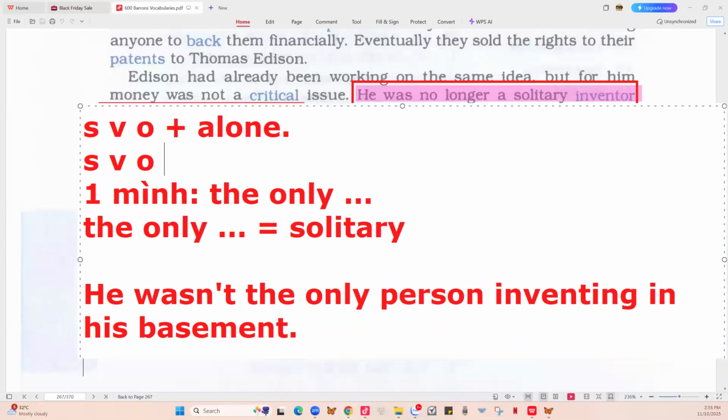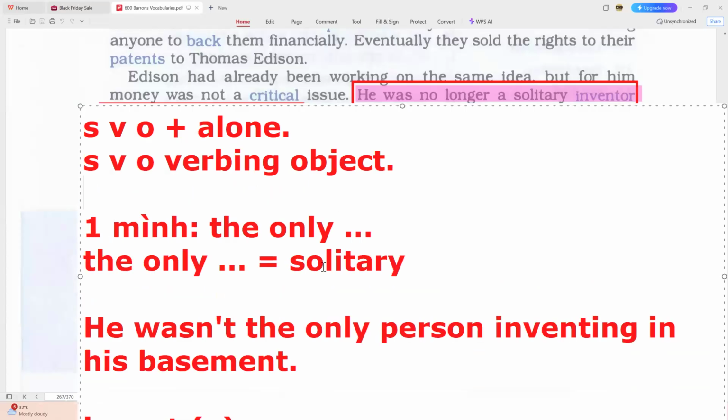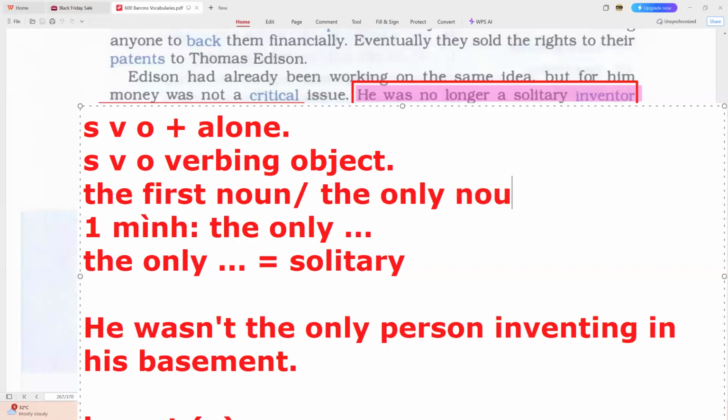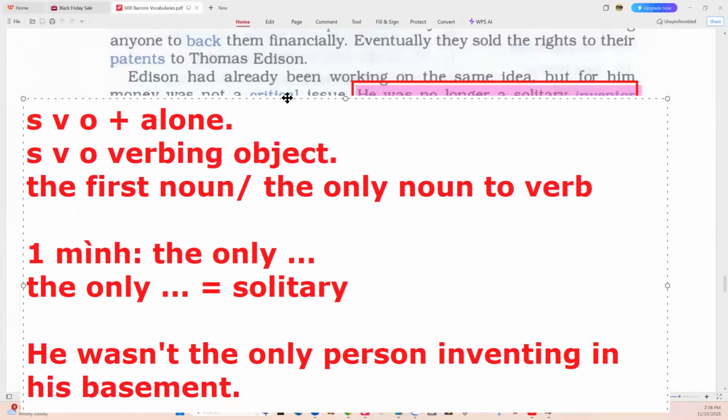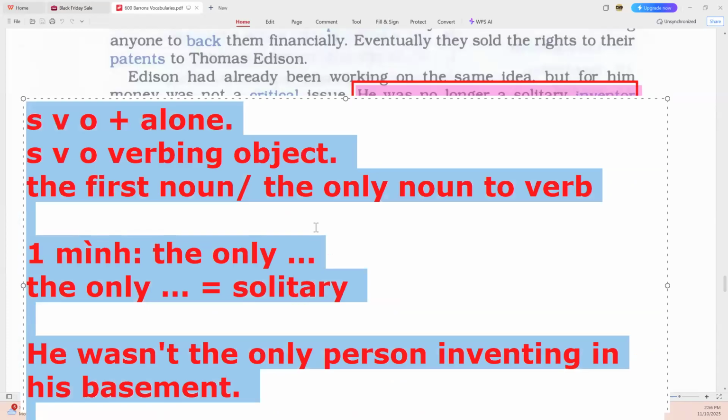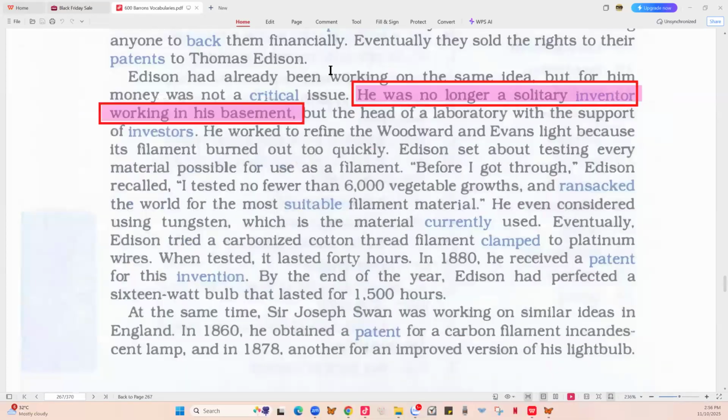Khi dùng so verb up đứng ở cuối câu có quyền được dùng verb in để nói tắt. Nhưng đối với những cái từ mà the first cộng với danh từ, the second cộng với danh từ, hoặc là the only sau đó là danh từ, thì phía sau không dùng verb in mà dùng to verb trong tiếng Anh. Đó là quy tắc. So fix the sentence, please. He wasn't the only person to invent in his basement. He was the only person to invent in his basement.